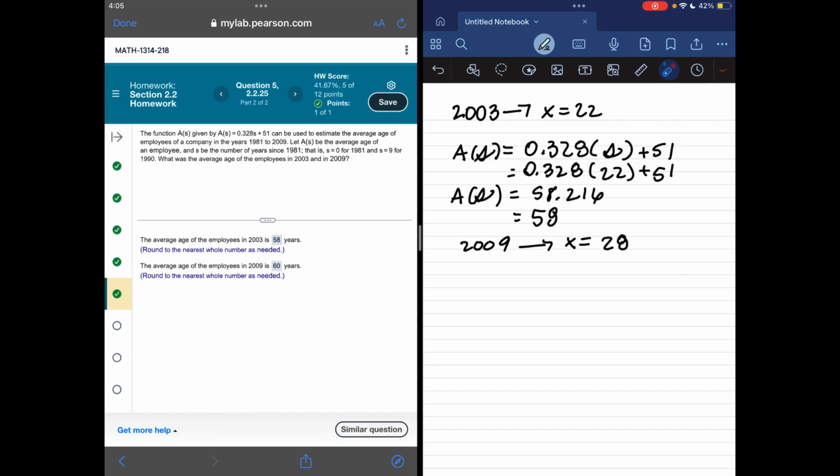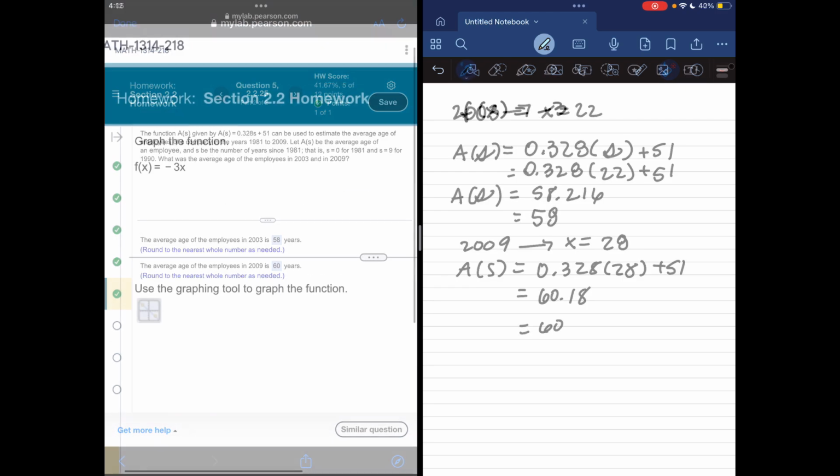For the next one, 2009 is going to be equivalent to 28. That's what we're substituting. So I have A(s) equals 0.328 times 28 plus 51. We get 60.18. And when we round, this 18 is below 5, so we're going to keep everything to the left of the decimal. This is going to be 60. So the average age is 60 in 2009.